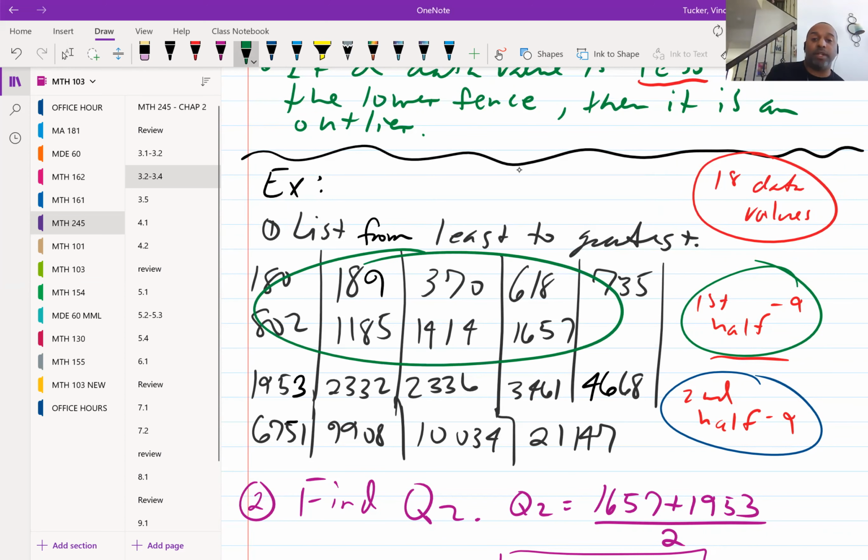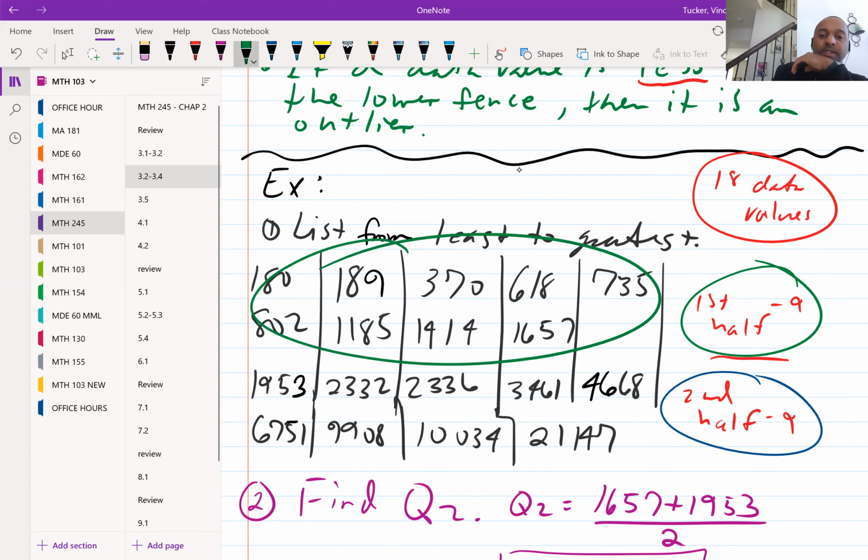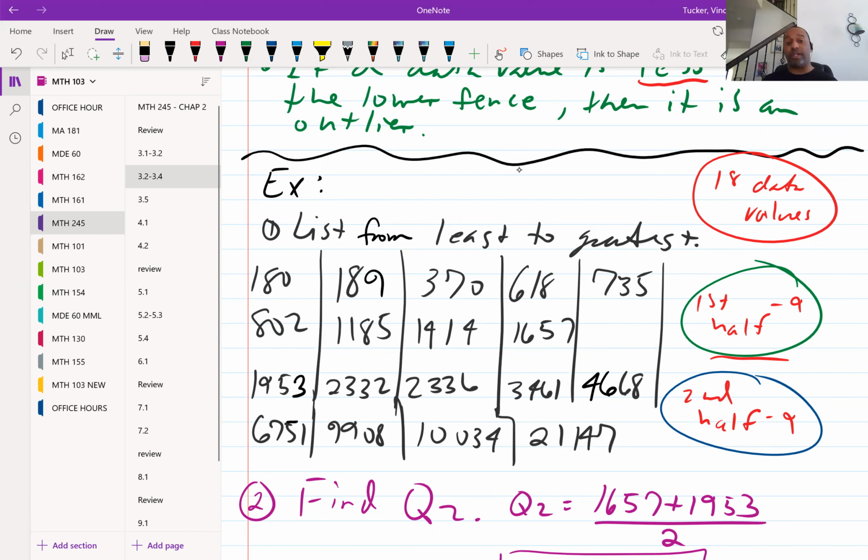So I already break it up into 2 halves instead of writing it in a straight line, or maybe writing 5 here, 4 here. I just go ahead and break it up: 9 data values here, 9 data values here. Now it's up to you. You don't have to do it that way, but you do have to list it from least to greatest. So if you want to write 180 to 21,147 all in a line, then feel free to do it. But I just think that it's easiest to break it up and then find what numbers you need if you already break it into half. Okay. So we have 18 data values.